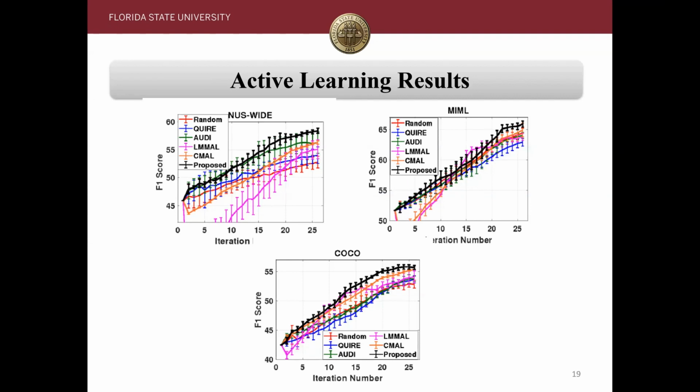So here are the active learning results for NUS-wide, MIML, and COCO. As you can see, we have the F1 score on the y-axis and the iteration number on the x-axis. The black one, which is the proposed method, actually outperformed all other baselines present here. For NUS-wide and MIML, it has been pretty consistent, especially from 15 to 25. You can see that for these iterations, the performance has topped. And for COCO, we also see a pretty consistent result from our proposed method.